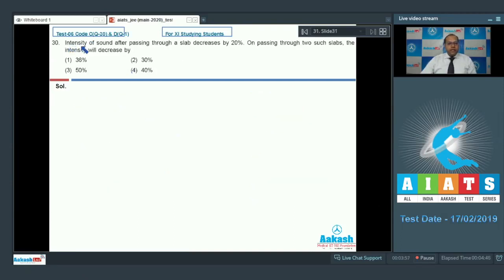In question number 30, intensity of sound after passing through a slab decreases by 20%. On passing through two such slabs, the intensity will decrease by. So the intensity after passing through first slab will become 0.8 into I naught. So if this intensity passes through second slab, then the intensity which passes through the second slab is 0.8 of 0.8 I naught. So it becomes 0.64 I naught. So this is the remaining intensity after passing through two slabs. So the intensity decreases by 36%. So option 1 is the correct answer.